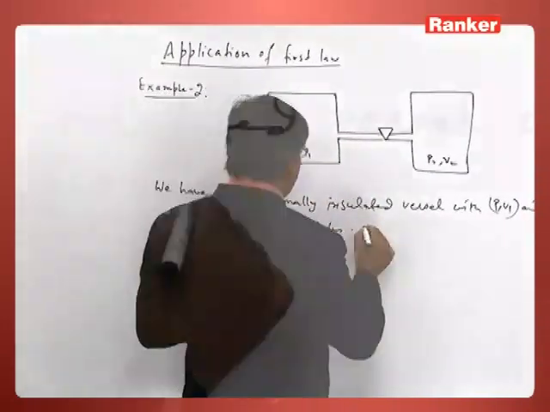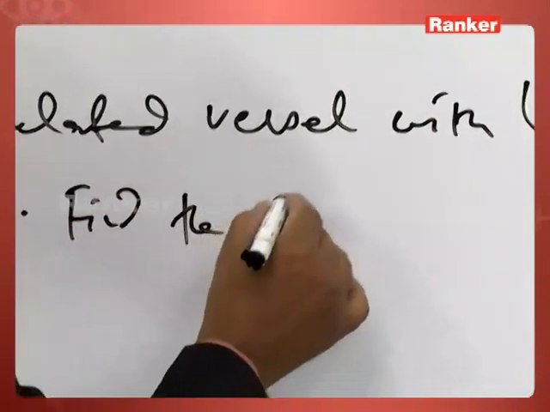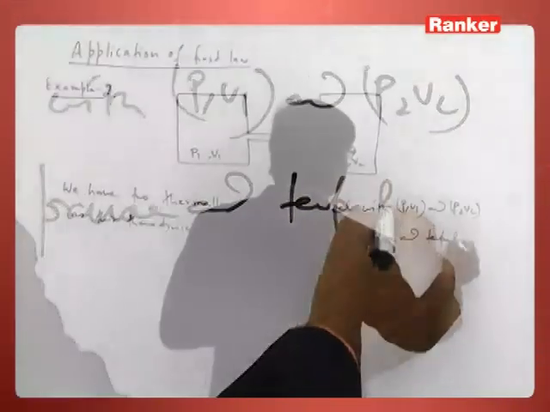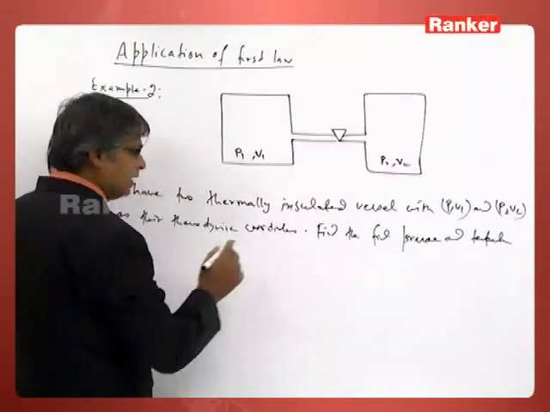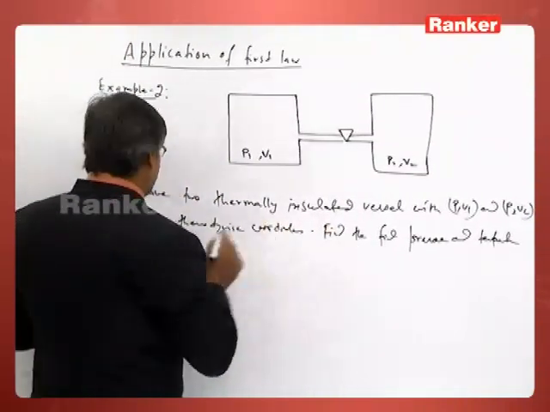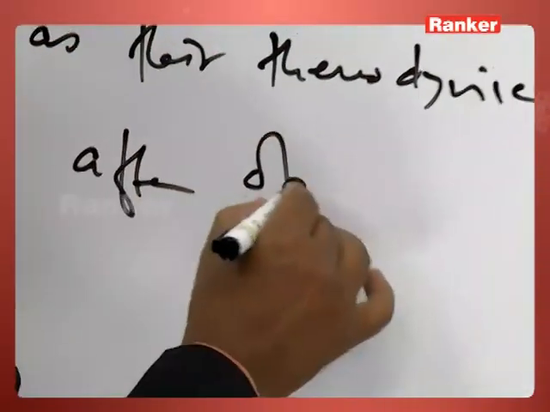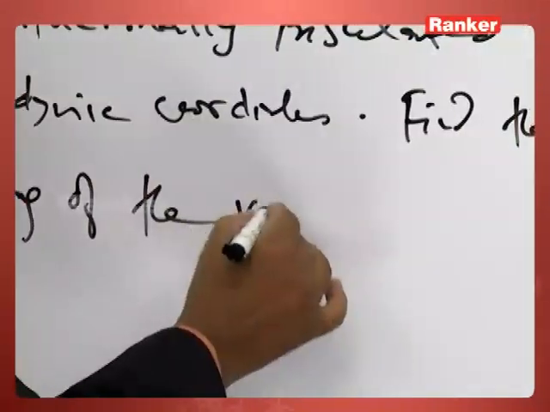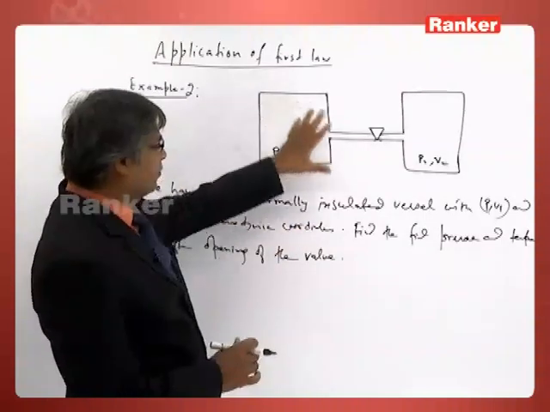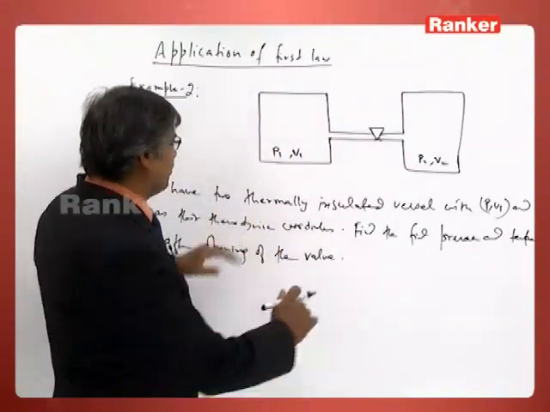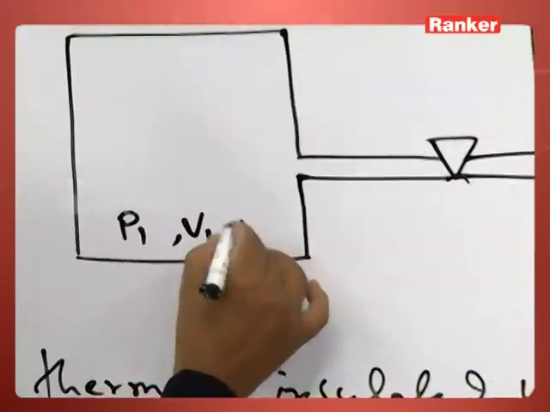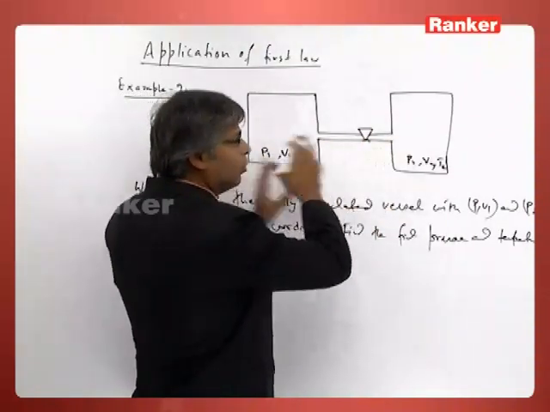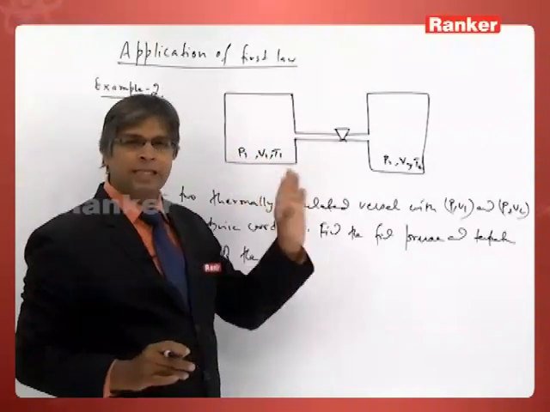Now find the final pressure and temperature. Initially their temperatures are the same. Find the final temperature and pressure after opening of the valve. So now we have two gases in this system, with P1 V1, and let us take temperatures as T1 and T2, not the same, and see that when we open it, how the gases will mix up and what will be the final temperature and pressure.